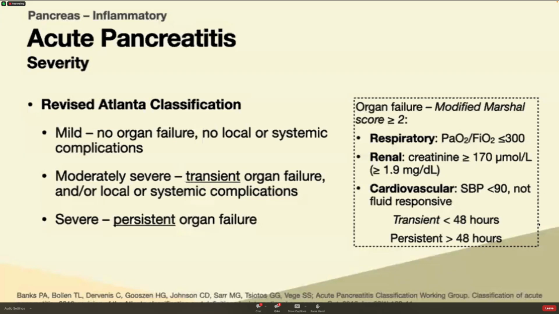And for the severe classification, this is for patients with persistent organ failure. The revised Atlanta classification uses the modified Marshall scoring to assess the organ failure, and they assess the following organs: the lungs, the kidneys, and the cardiovascular.